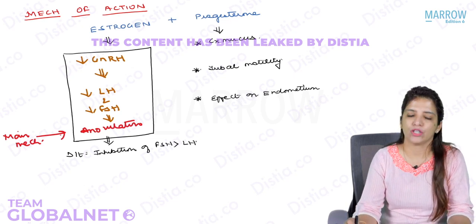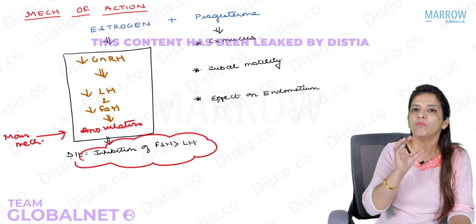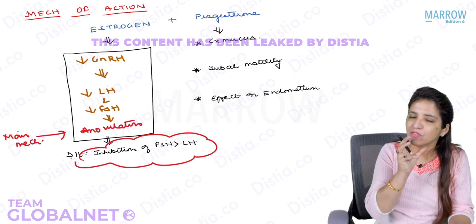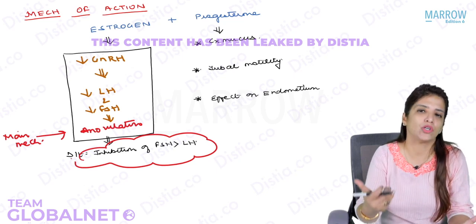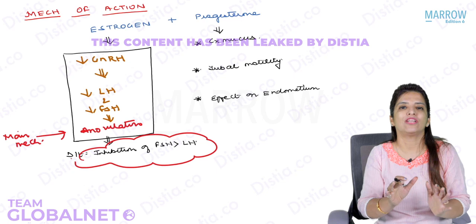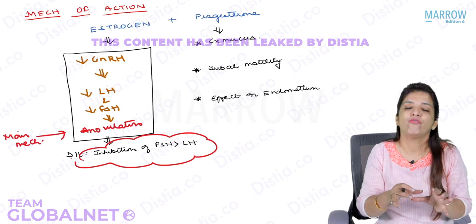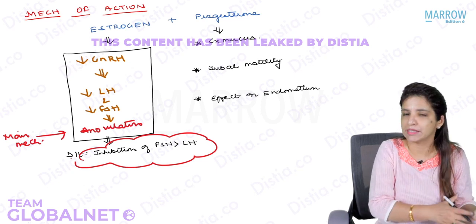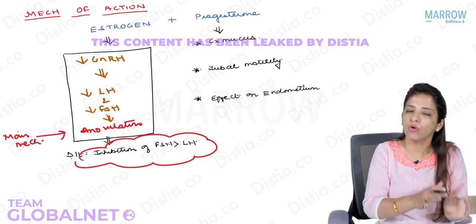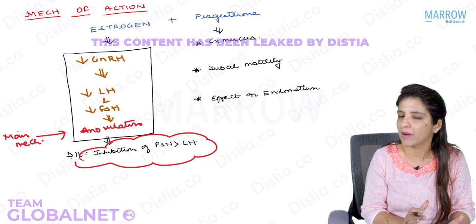Now, this anovulation is mostly because of the inhibition of FSH rather than LH. So, the more prominent action for this anovulation is on FSH rather than LH, because if the levels of FSH are decreased, the follicles will not grow, and if follicles will not grow, definitely there won't be any ovulation. Although anovulation is a combined result of decreased LH and FSH, if they ask you which one is more important for bringing about anovulation due to the pills, then more important is inhibition of FSH in comparison to inhibition of LH.